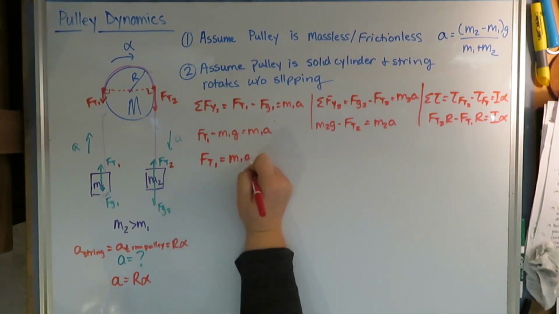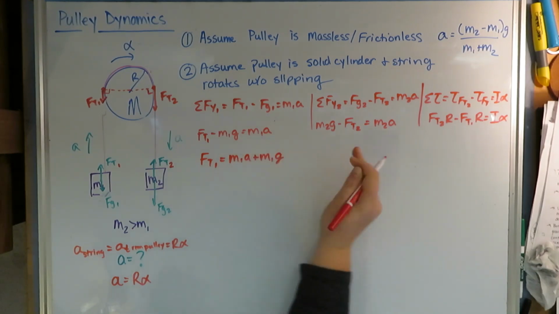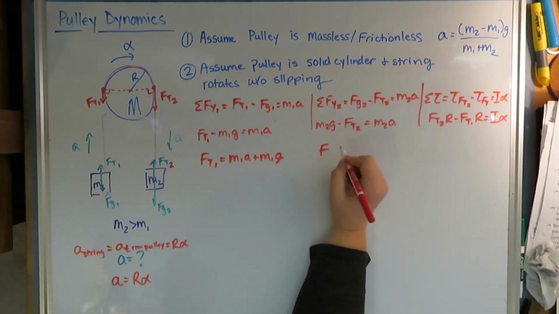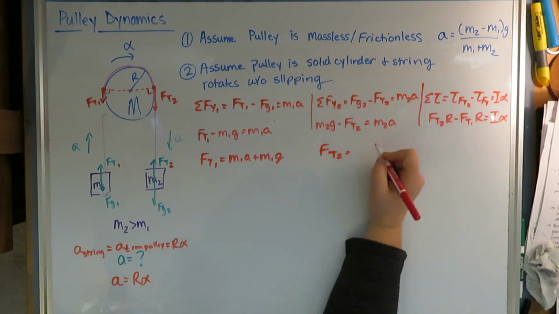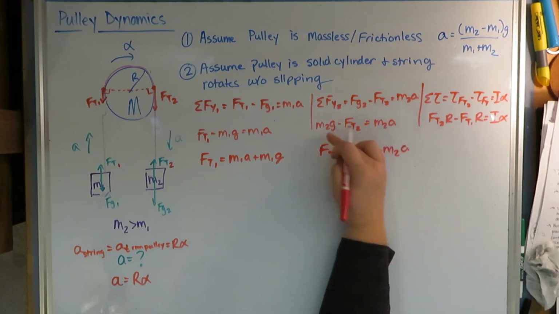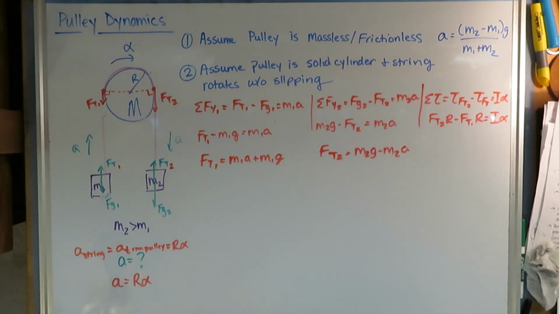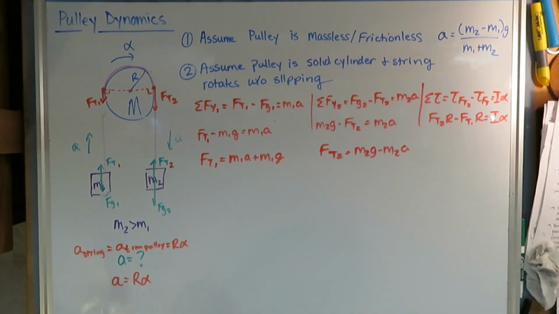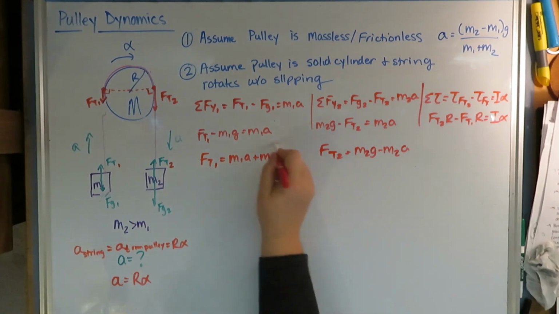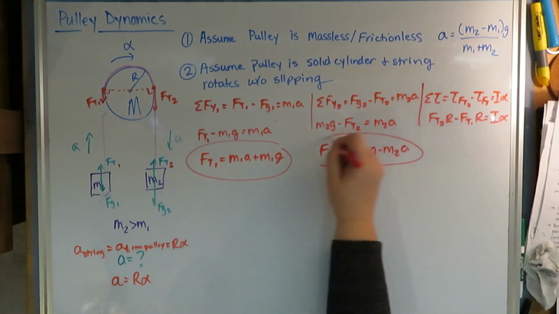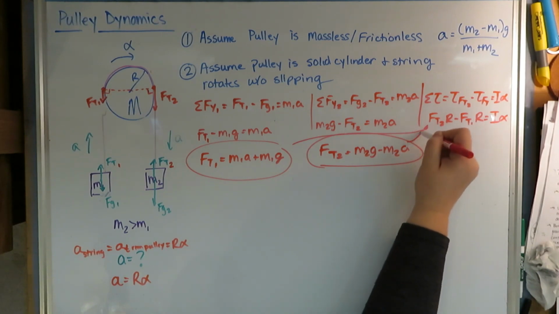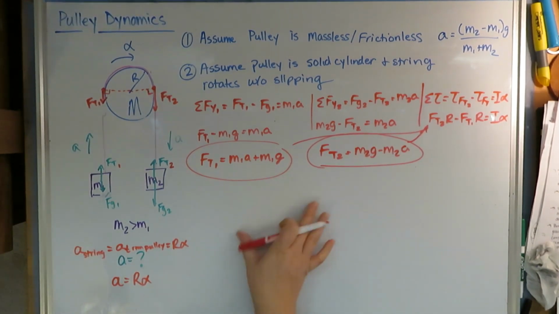So that's going to be M1A plus M1G. I'm going to solve this equation for tension. So I'm going to add that over, so I'm going to get M2G minus M2A, because I add the FT over, subtract the M2A. And then I'm going to take those, and I'm going to actually sub them in over here into my torque equation, but I'm going to do that down here.